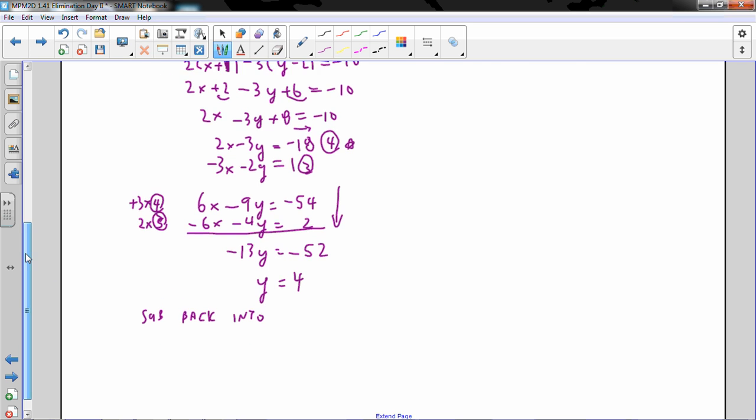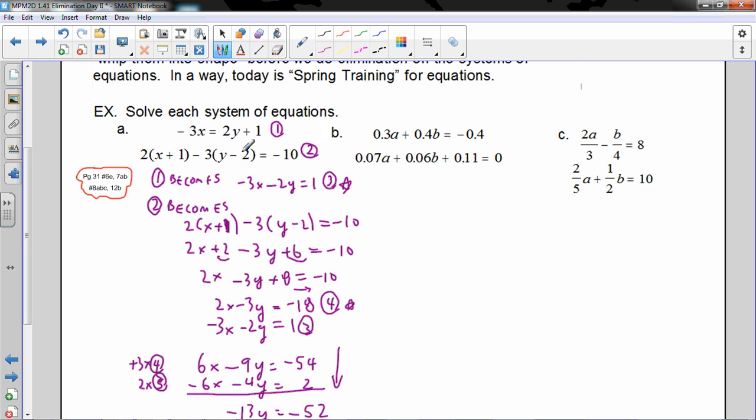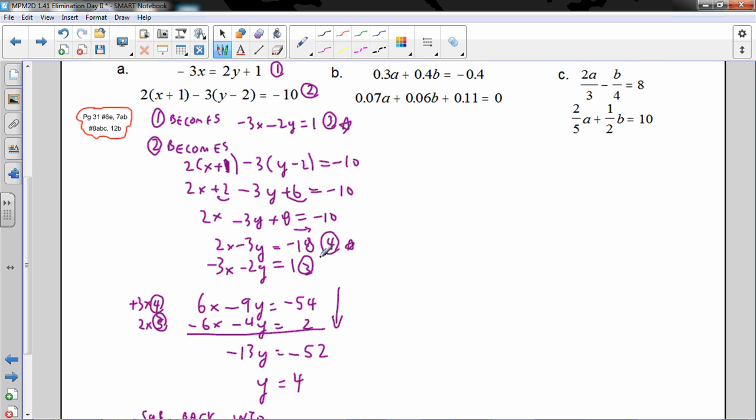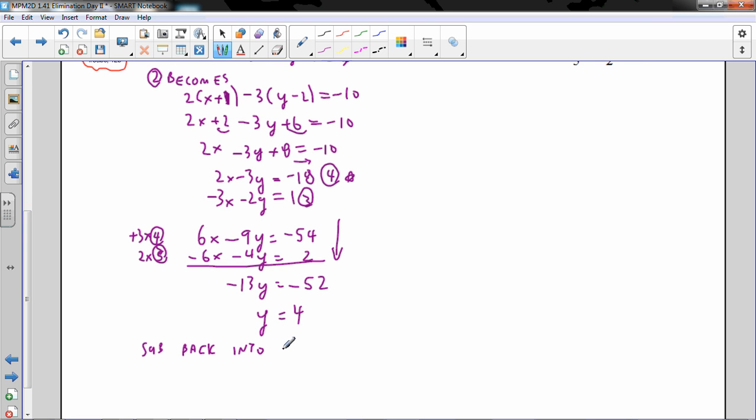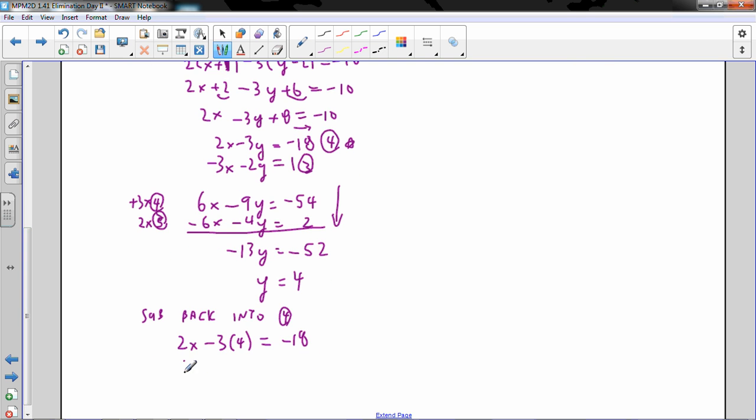And do I care? Am I going to go all the way back into one of these messed up, out of shape equations? Nah. As long as we didn't make a mistake, let's use one of these easier ones. Like maybe 4 looks good. So I got 2x minus 3 times 4 equals, where was it? 2x minus 3 times 4 equals negative 18. And remember, you can substitute into either of those ones.